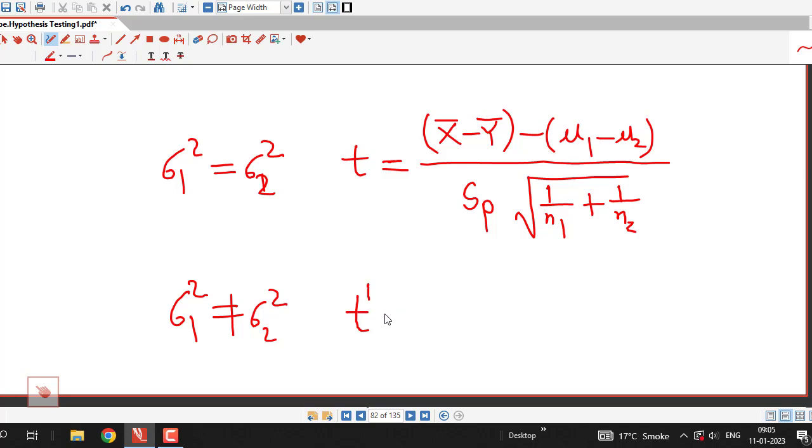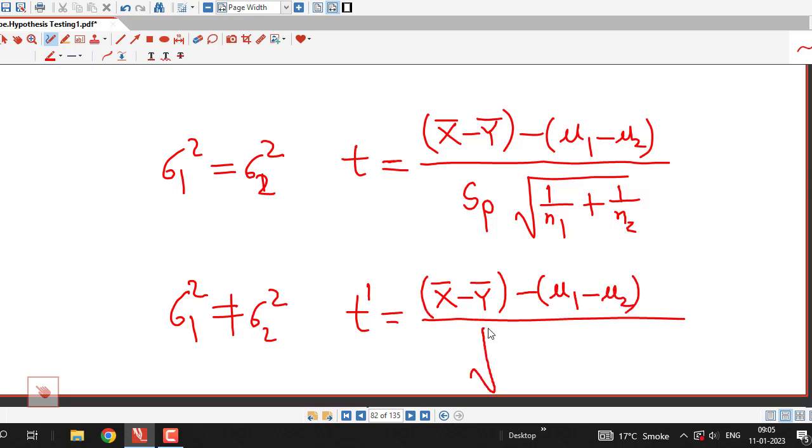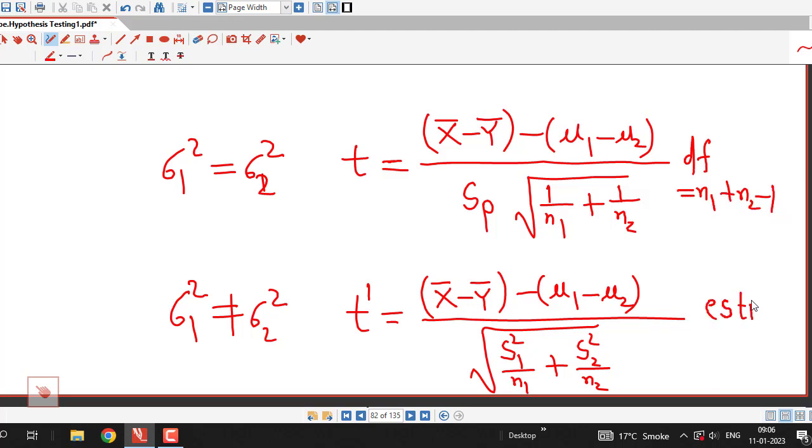And in the case of unequal variances, we consider this formula for t statistic: x bar minus y bar minus mu1 minus mu2 divided by square root of s1 square over n1 plus s2 square over n2. Here degrees of freedom are n1 plus n2 minus 1, and here we have a big expression for estimated degrees of freedom, but easy to remember.